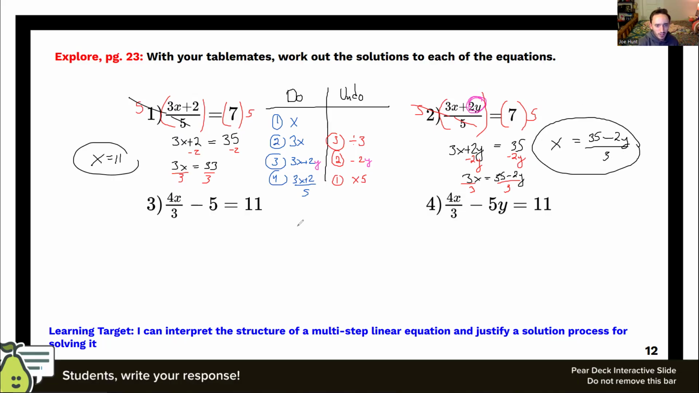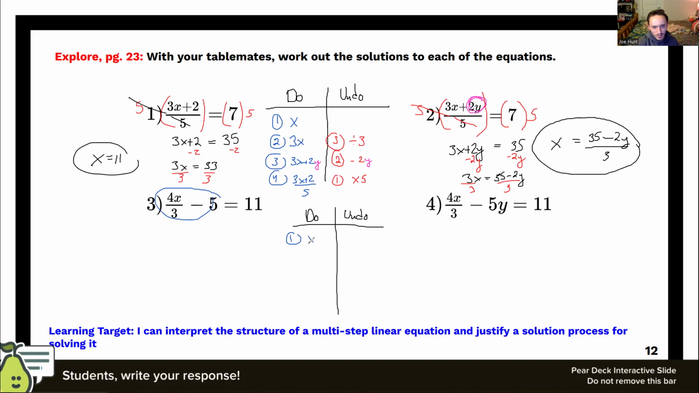Let's do something similar here for 3 and 4. I've got the do column, and I've got the undo. I'm going to focus on the side of the equation that's got the variable here. This strategy really only works when you've got variables on one side, right? It's a little harder to do when they're everywhere.